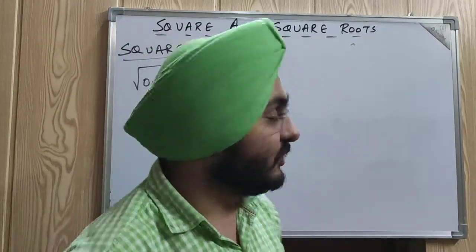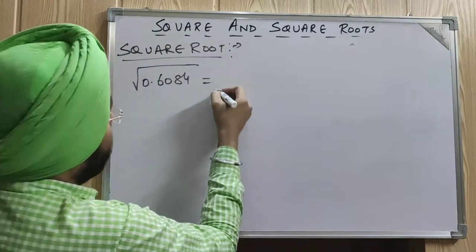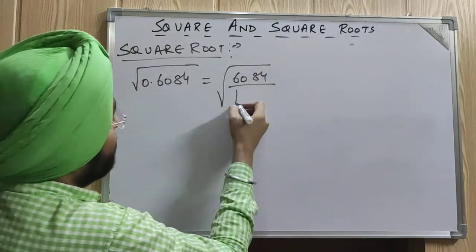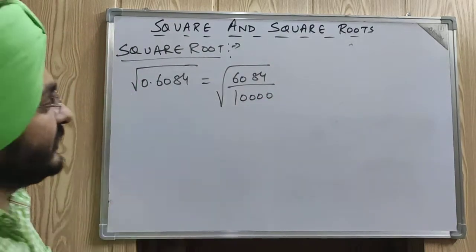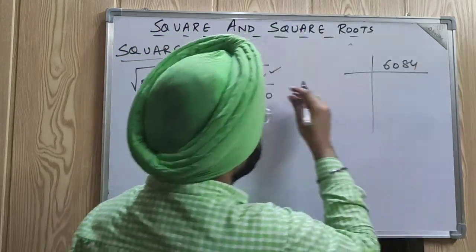Now finding the square root of decimal numbers. Firstly, you can write it this way: 6084. On removing the decimal, can't I write it this way, 1 followed by 4 zeros? So I have removed the decimals. Now just do the prime factorization of the numerator only.